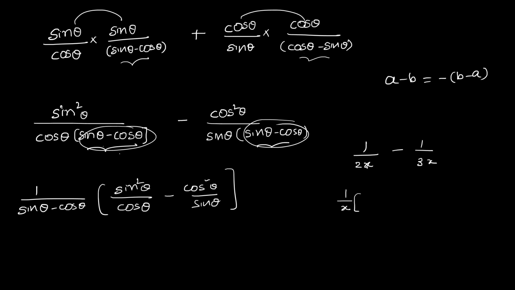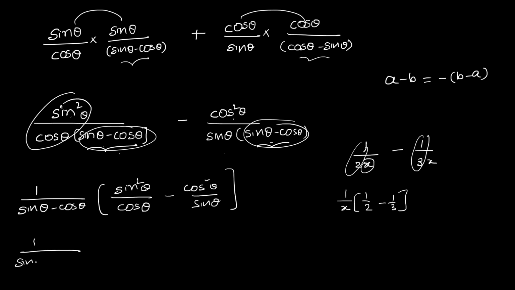Since it is in the denominator, we take common by putting 1 on top. So 1 by 2 minus 1 by 3. If we take x common here, what is left? 1 by 2. Here, what is left? Here, sin square by cos minus, taking common, what is left is cos square by sin. So we can calculate 1 by sin minus cos into sin square into sin cube.